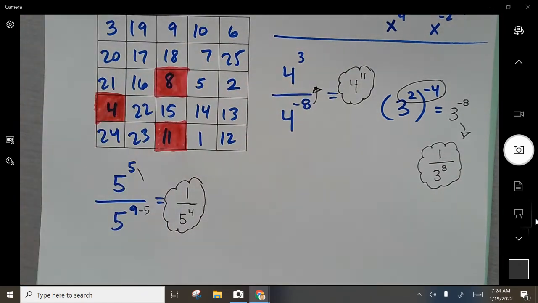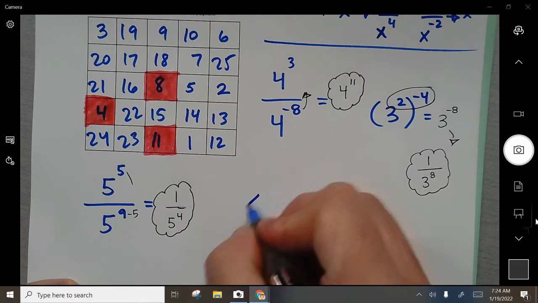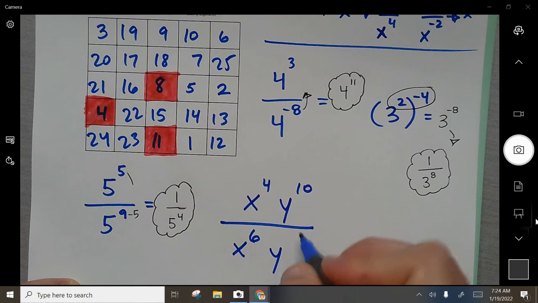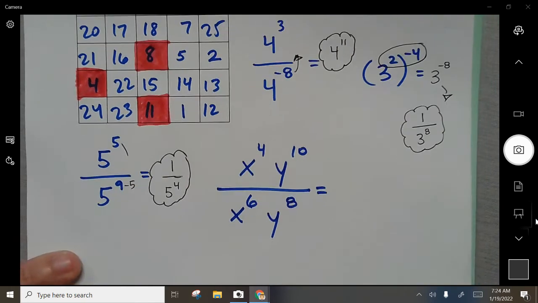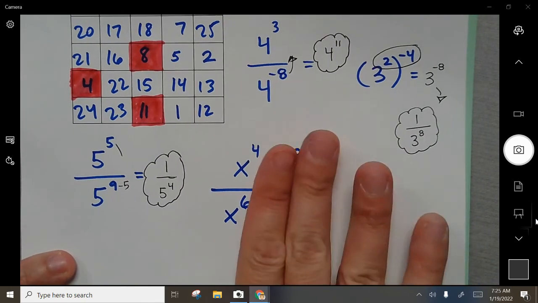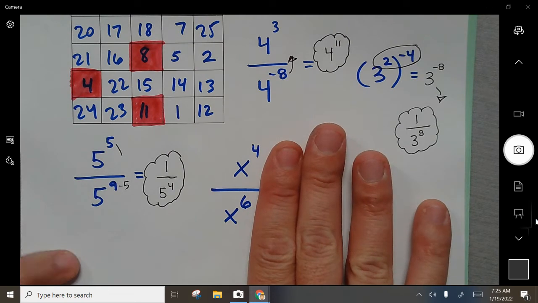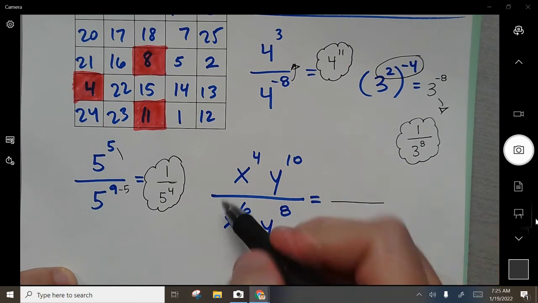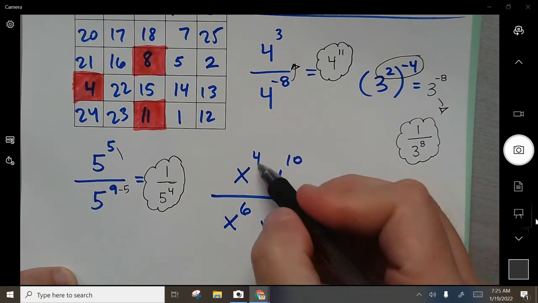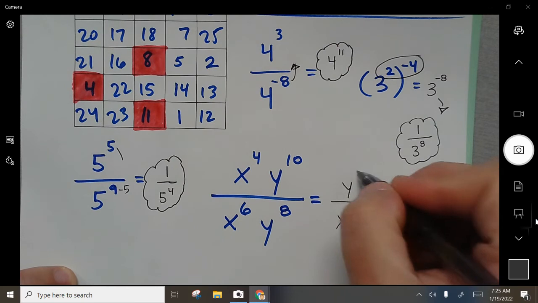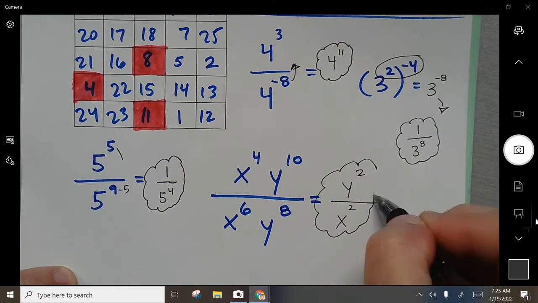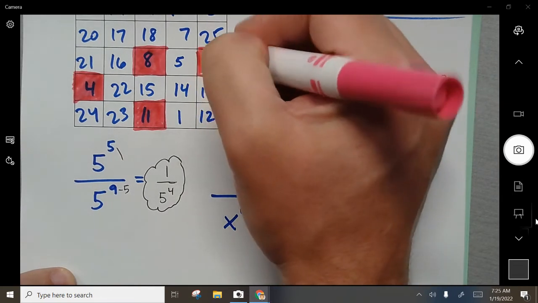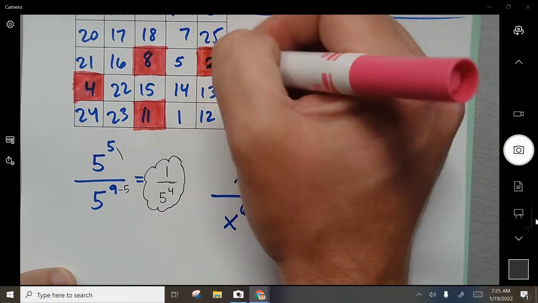All right, let's keep it going. Now I'm going to kick it up a little bit. So we go x to the 4th, y to the 10th. All right, this one, take your time. When you handle this one, take it one problem at a time. Do this problem first, and then do that problem. X on the bottom wins by 2. Y on the top wins by 2. Cross out 2. And also cross out 22.